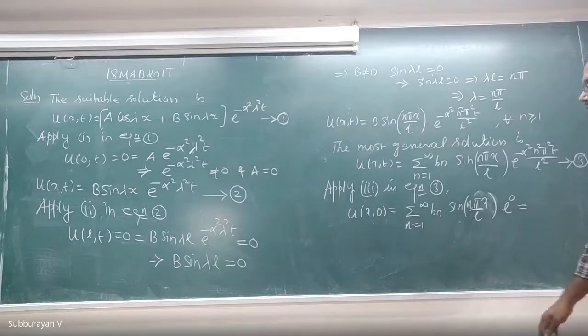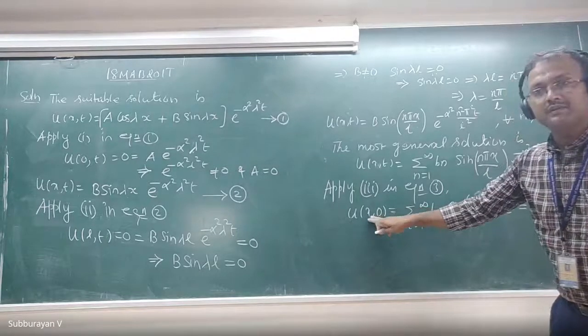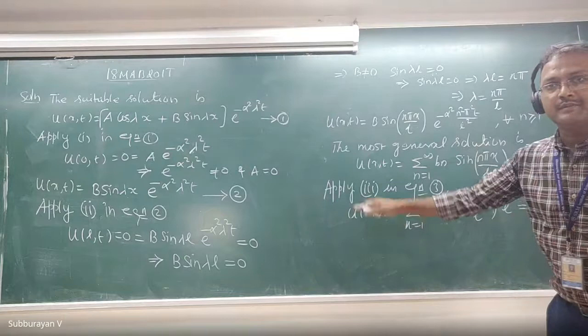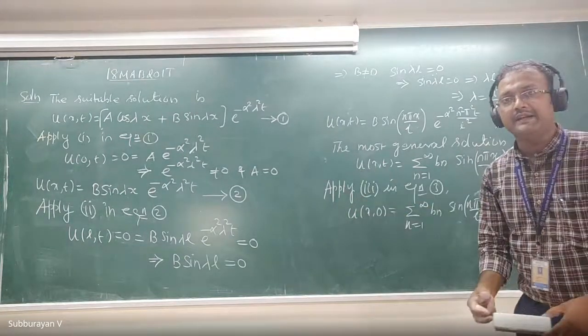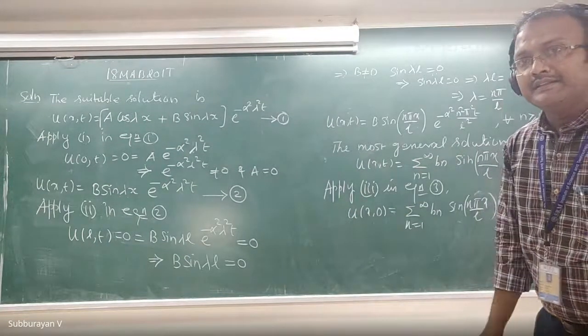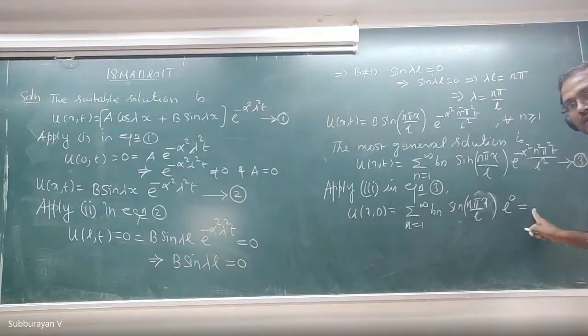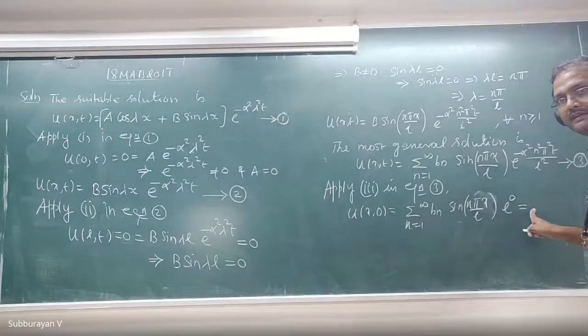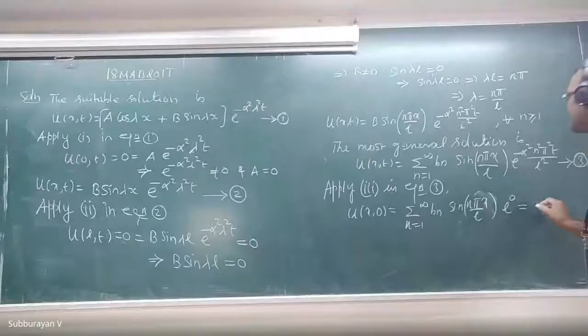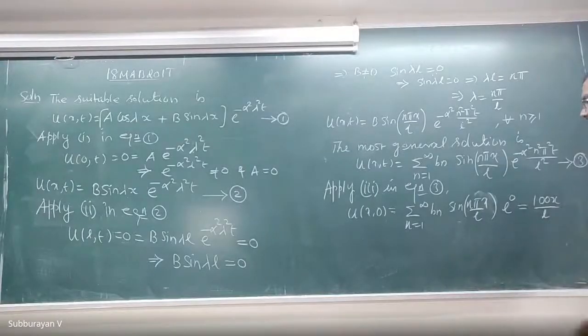That is equal to what? u of x comma 0. But what is u of x comma 0? That is the initial condition, right? What is the initial condition here? Sir, 100 by L into x. Yeah, that is 100x upon L.